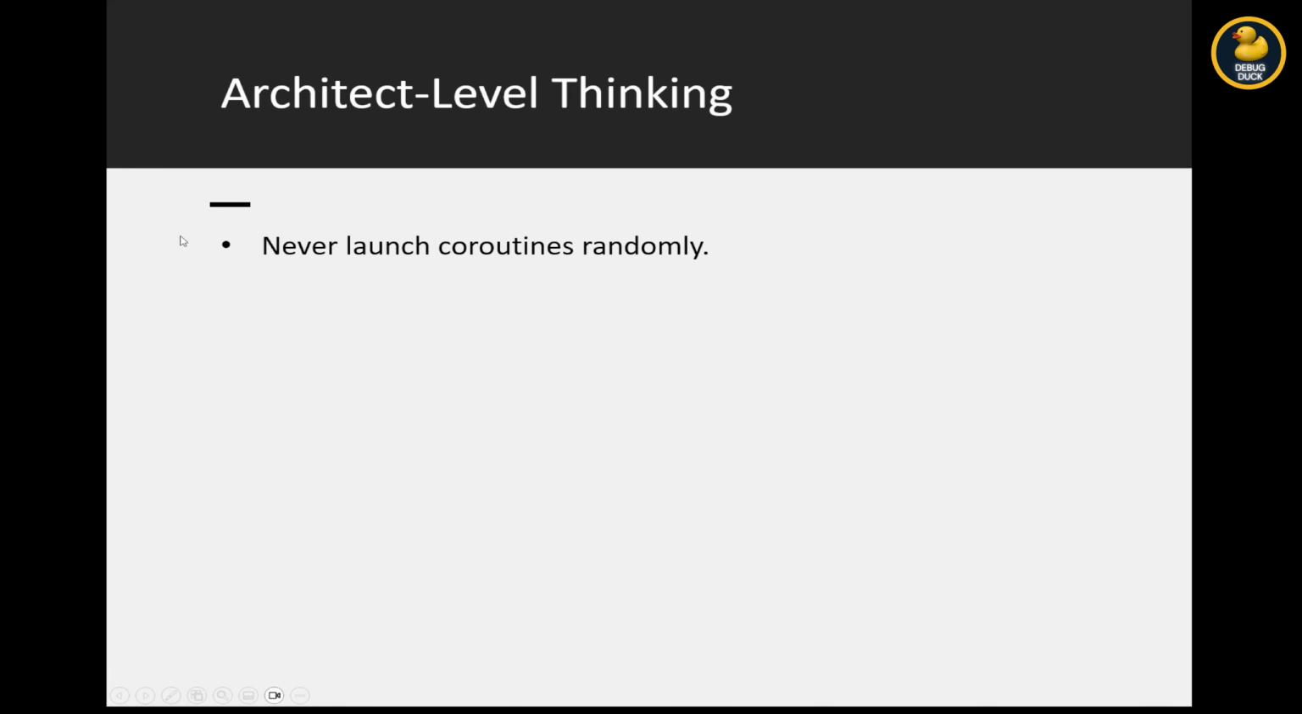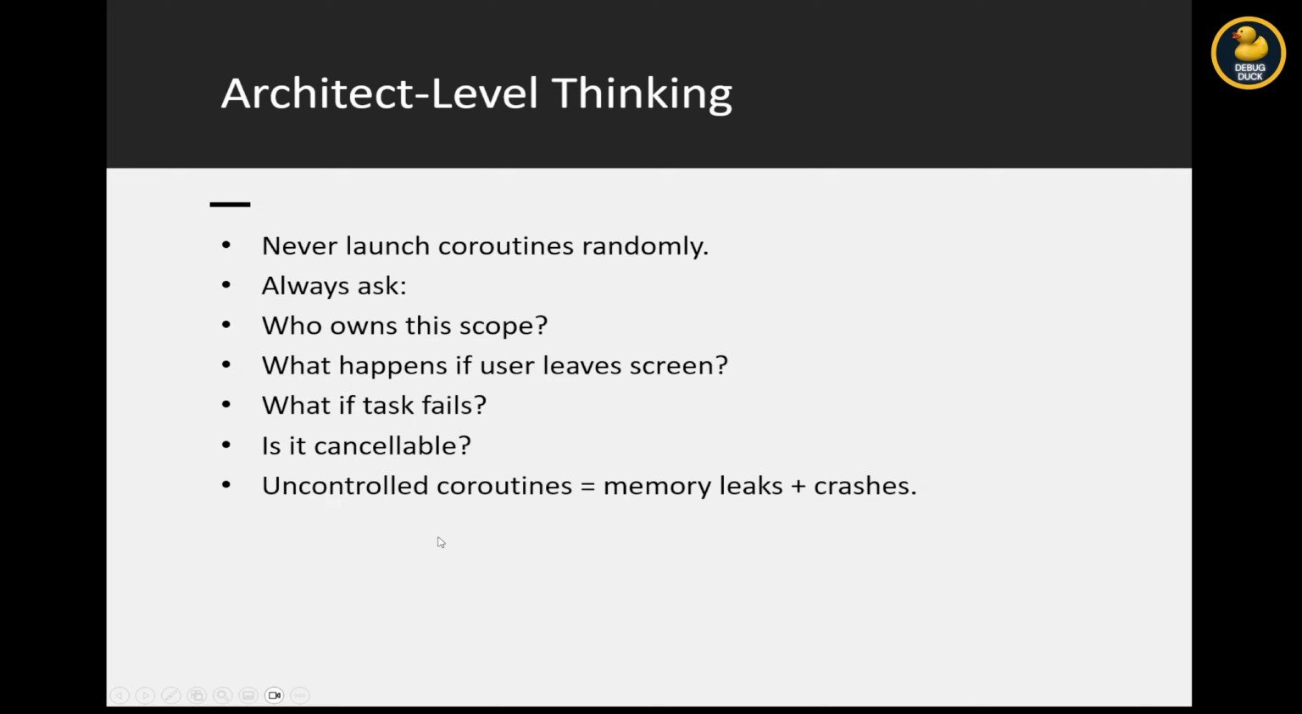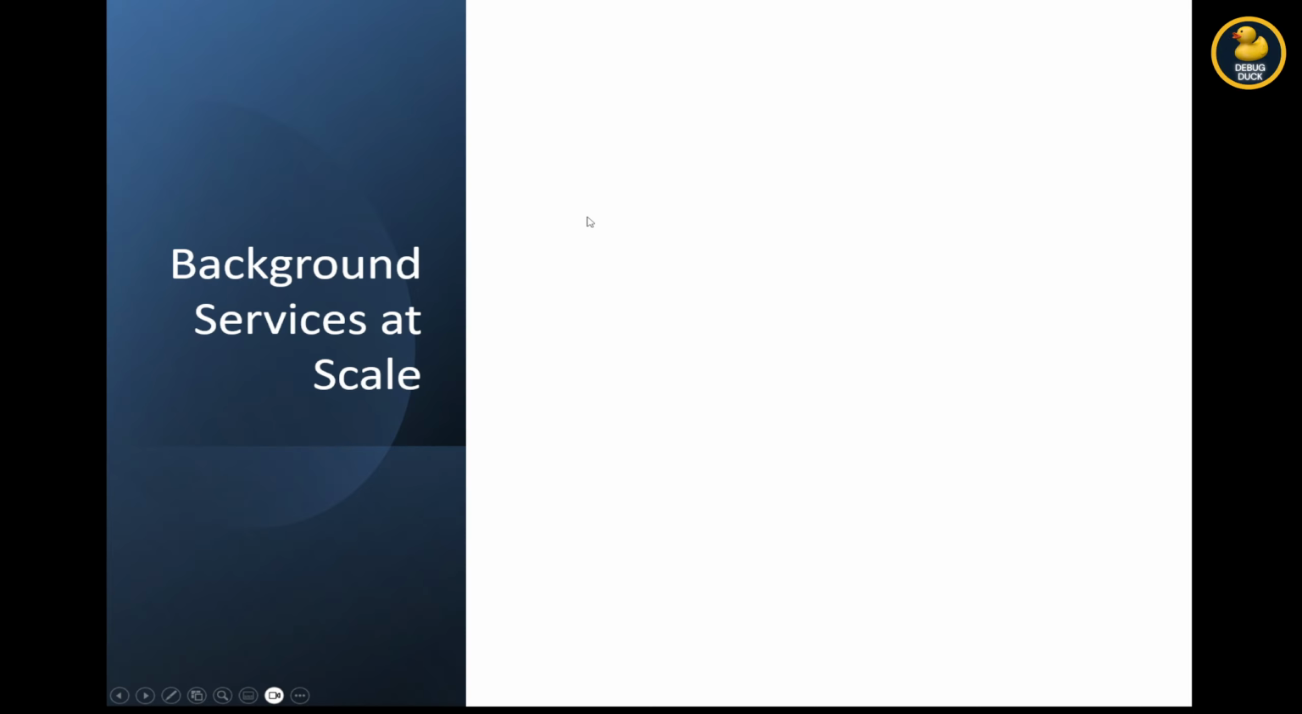Architect level thinking: never launch coroutines randomly. Always ask who owns this scope. What happens if the user leaves the screen? What if the task fails? Is it cancelable? Uncontrolled coroutines mean memory leaks plus crashes.